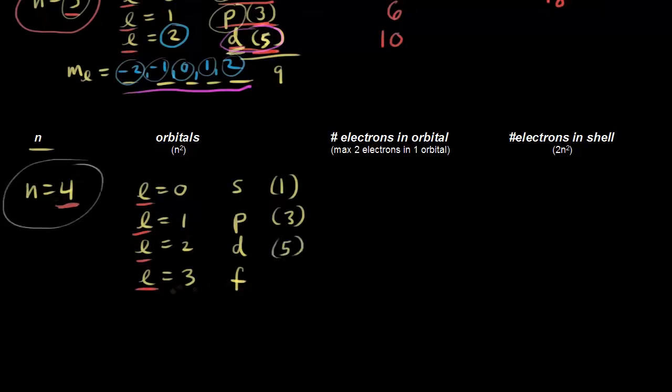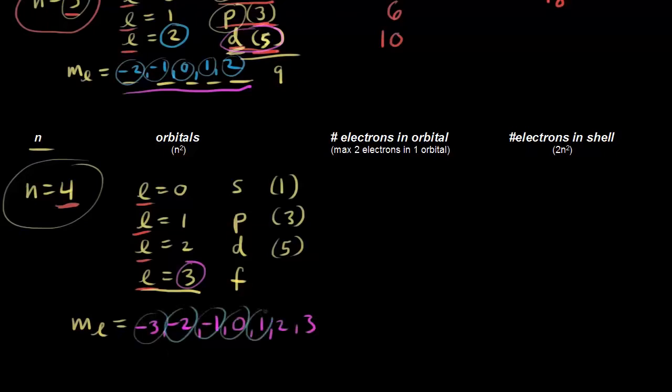And then finally F, right? So an F orbital, when L is equal to 3, what are the allowed values for the magnetic quantum number, ML? Well, they go from negative L to positive L. So if L is equal to 3, we could get negative 3, negative 2, negative 1, 0, 1, 2, and 3. So how many different orbitals are we talking about now? That'd be 1, 2, 3, 4, 5, 6, 7. So 7 F orbitals in the 4th energy level.